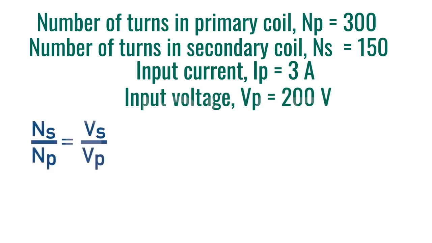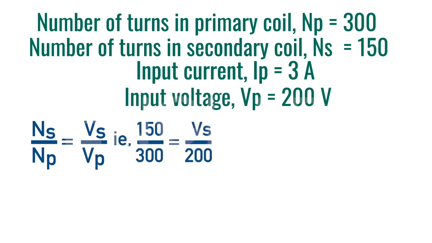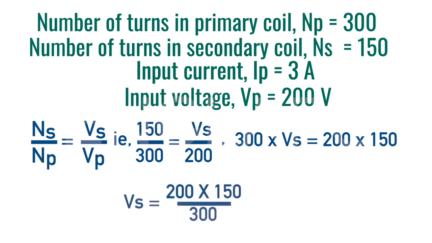We have the equation Ns divided by Np is equal to Vs divided by Vp. That is 150 divided by 300 is equal to Vs divided by 200. So, 300 into Vs is equal to 200 into 150. So, we get Vs is equal to 200 into 150 whole divided by 300 which is equal to 100 volt. So, we got the voltage in the secondary as 100 volt.